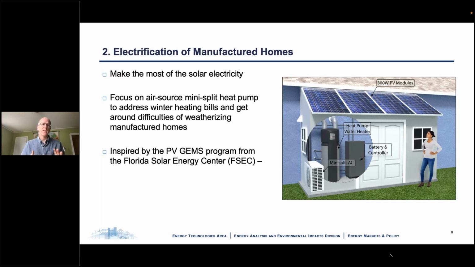This idea was taken from research done by the Florida Solar Energy Center under their program called PV GEMS, where they were working on designs to electrify manufactured housing, including water heaters, batteries, and rooftop solar. So we're taking only parts of that element, but you could certainly apply all.